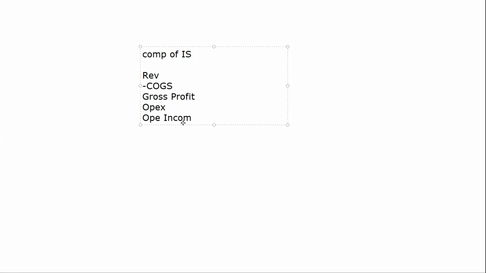And these are all the same with GAAP standards and IFRS. So let me just make it like this to make it clearer. This is how the components of the income statement are constructed, based on GAAP and IFRS guidelines. It is the same.